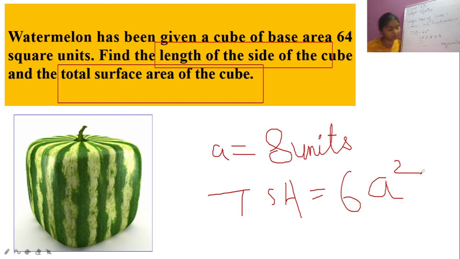Those who find the answer, write it down in the comment box. Okay, from there I will check your answer. Yes, very good students. So at last we get 384 square units as the total surface area of this watermelon, that is at the base of a cube.